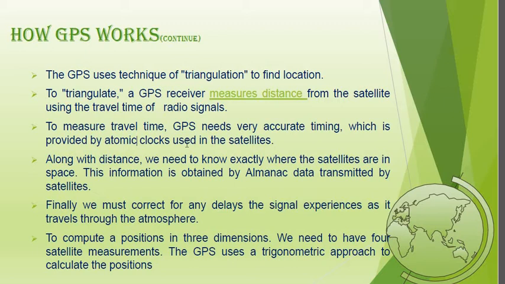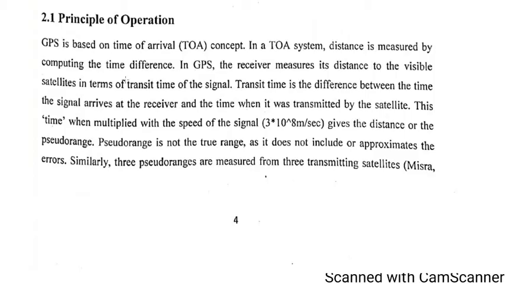The main principle through which GPS works is time of arrival. GPS is based on the time of arrival concept. In this concept, distance is measured by computing the time differences. In GPS, the receiver measures its distance to the visible satellite in terms of the transit time of the signal. The transit time is the difference between the time the signal arrives at the receiver and the time when it was transmitted by the satellite.